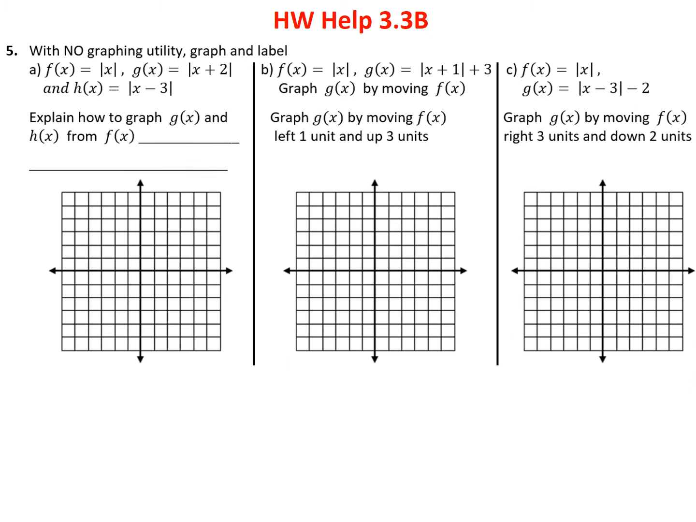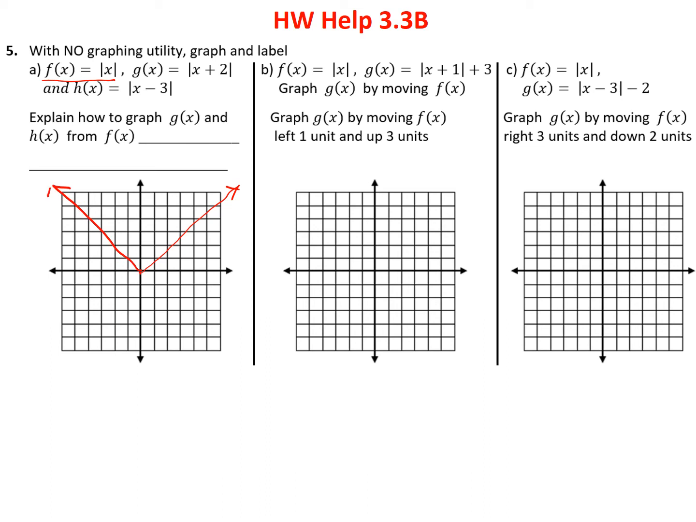Problem 5 says, with no graphing utility, graph and label the following functions. Notice my first one is f of x equals absolute value of x. We remember this one is right at 0, and it's just a perfect V shape out of here.